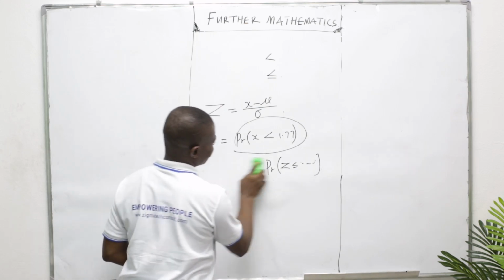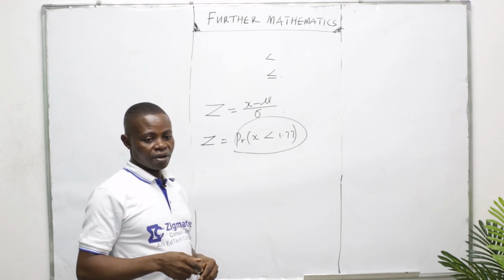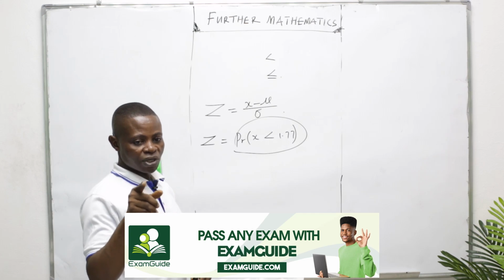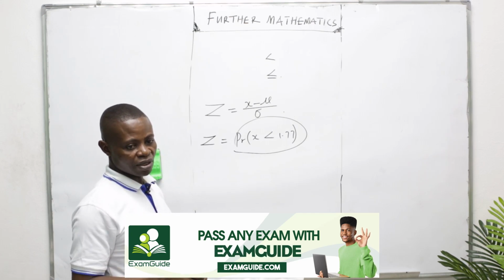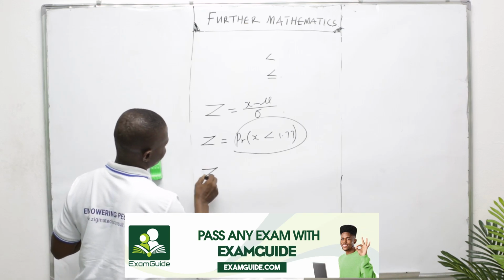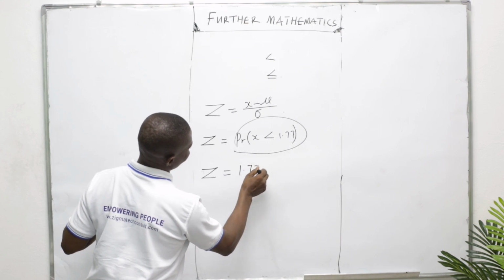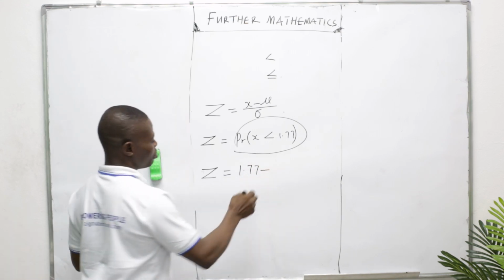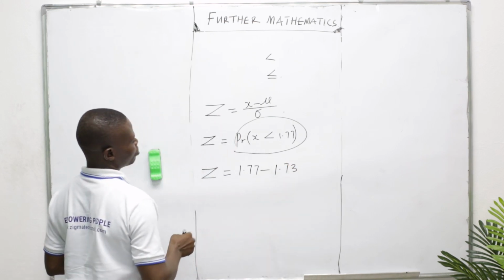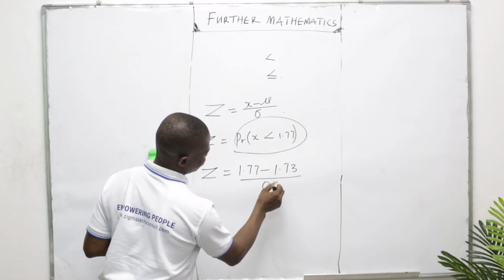Now, let's solve this question. X here is 1.77, while the mean is 1.73. Standard deviation is 0.1. So z equals 1.77 minus the mean, which is 1.73, all over the standard deviation.